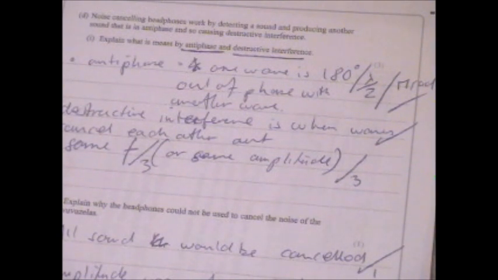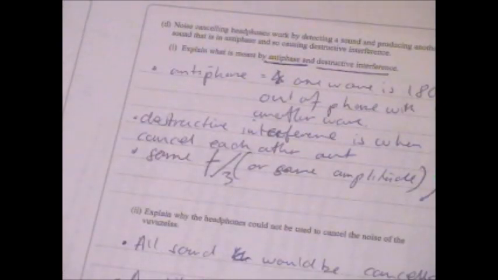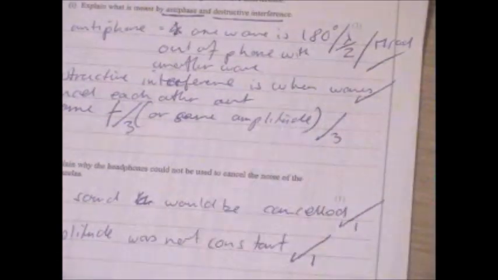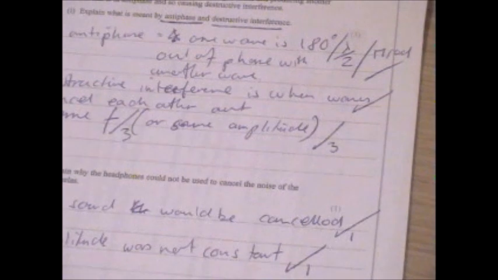Destructive interference is when waves cancel out with each other. There's a 2nd mark, a straightforward definition for that one. Remember, for the 3rd mark, you've got to say something about the waves having the same frequency for this to happen, or you could say the same amplitude for complete cancellation to take place. There's your 3rd mark. So one of those 2 for the 3rd mark.